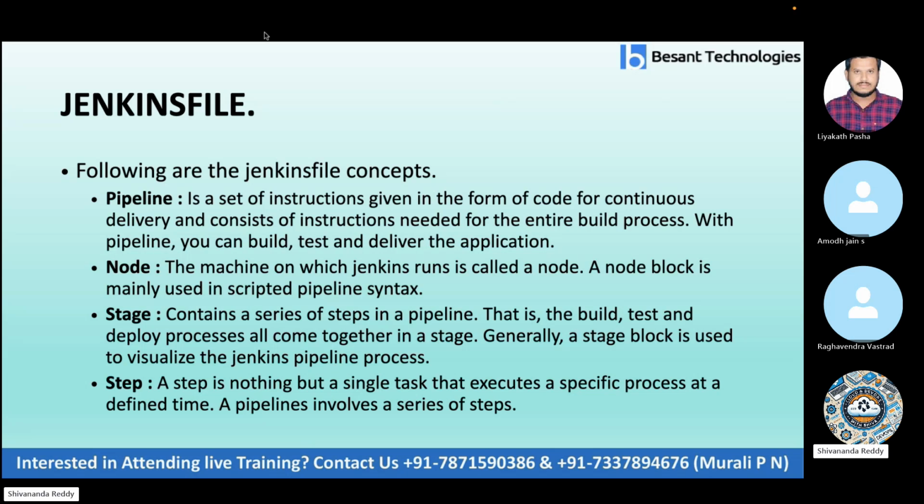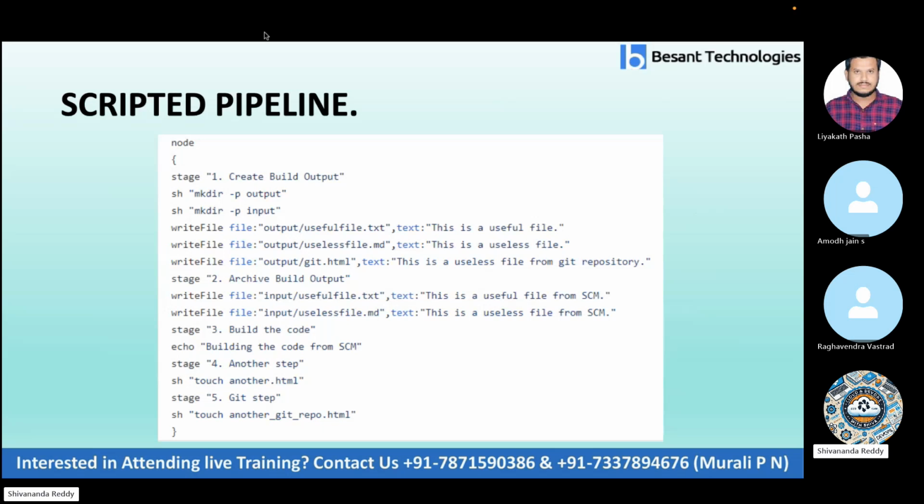Next, we have a step. A step is nothing but a single task that executes a specific process at a defined time. A pipeline involves a series of steps. Like this, we can write code. A scripted pipeline can be written like this: the first keyword will be node, then open the curly brace, then we have a stage, then within quotes we can mention the description of the stage, then we can put the content over there.